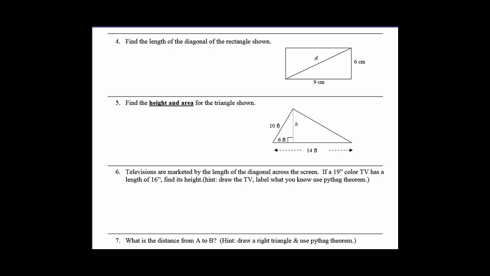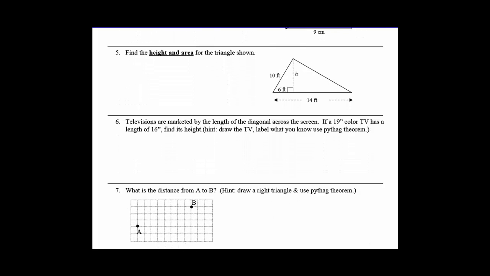I'd like to continue on here and do a couple more problems with you. I'd like to do number 5. Number 5 is a little different. It's not just a straightforward Pythagorean theorem problem because we're asked to find the height and the area for the triangle that's shown. Finding the height is a straightforward Pythagorean theorem problem. This is the height, which is one of the legs of the smaller triangle on the left. This is the other leg, the two legs forming the 90-degree angle, and that makes 10 the hypotenuse.